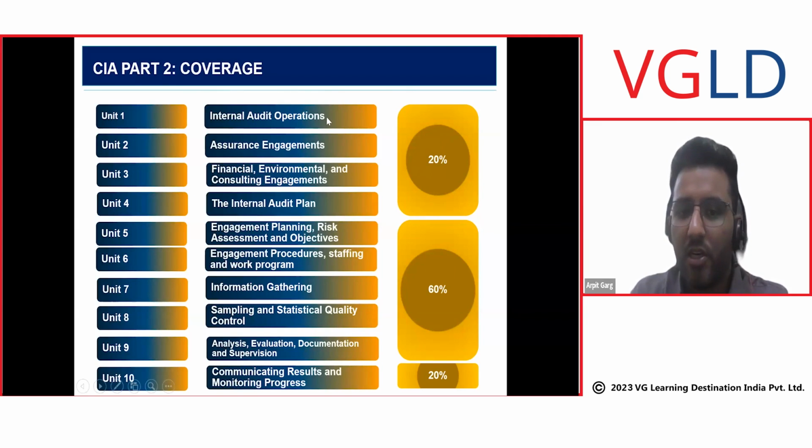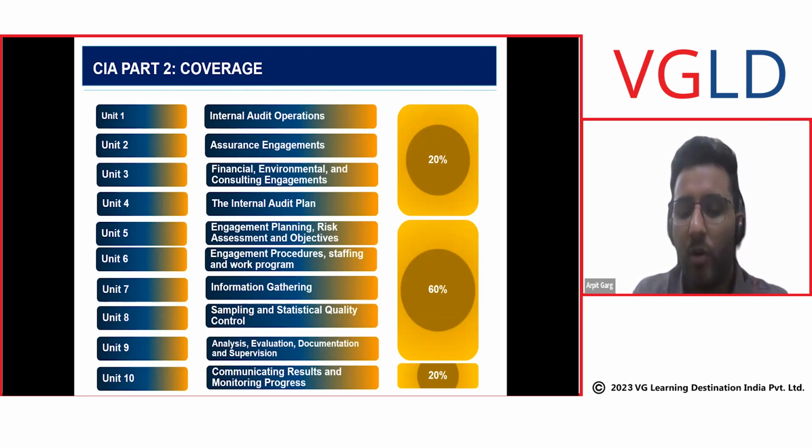So if you see, section 1 is mostly where we talk about internal audit operations. What are assurance engagements? What are financial, environmental, consulting engagements? So this is where we understand different types of engagements that we do. Then it talks about the risk-based internal audit plan. How do we prepare a risk-based audit plan? This is where we also practically learn how we actually prepare a risk-based audit plan for a company.